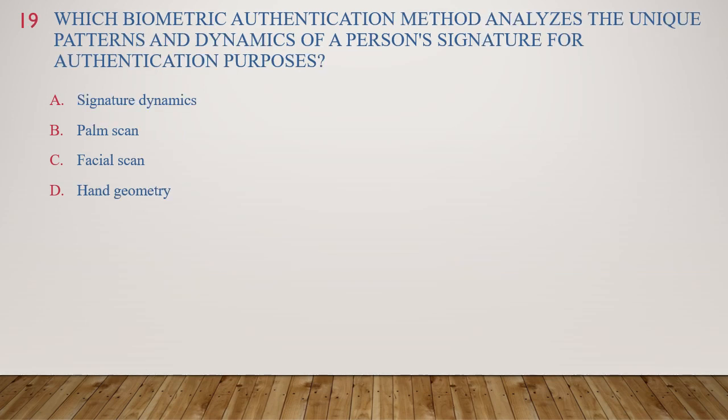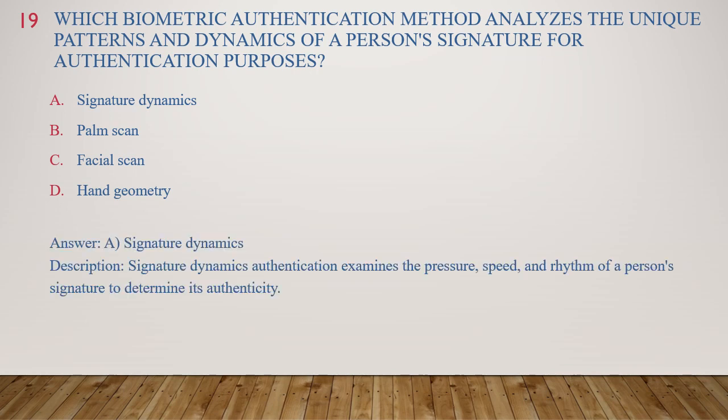Question number 19. Which biometric authentication method analyzes the unique patterns and dynamics of a person's signature for authentication purposes? A. Signature dynamics. B. Palm scan. C. Facial scan. D. Hand geometry. The correct answer is A.